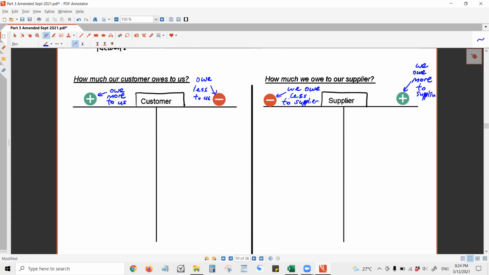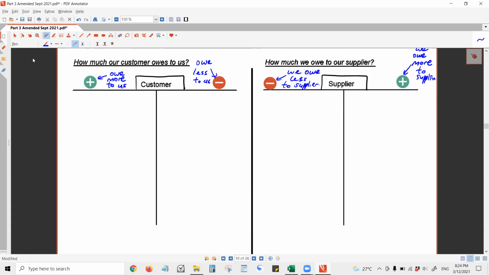So write this down, and I'm going to show you a few data entries. Then you will understand why there is a plus and minus sign in customer, and why there is a plus and minus sign in the supplier, and why they are the other way around. I'll give you a few examples.